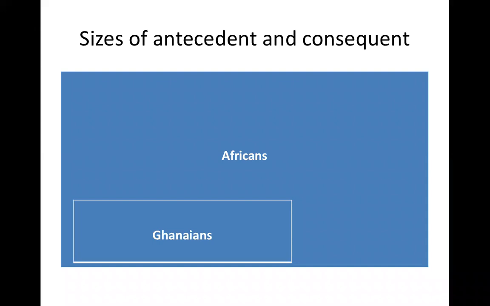Because him being an African doesn't necessarily mean that he's a Ghanaian. He can also be from another country. You can be an African and be in Togo or Benin or another country. Yeah, so that's correct. So you can see the argument is not valid. So that means that any argument that affirms the consequent is not a valid argument. Any argument that affirms the consequent is not valid.